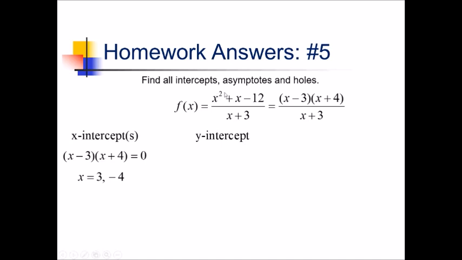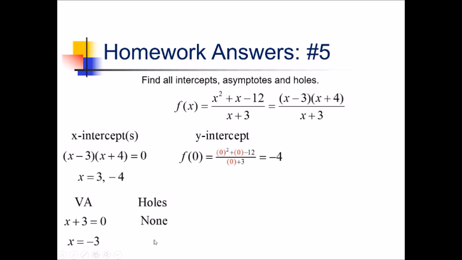So we've got 0 squared plus 0 minus 12 over 0 plus 3. All that's left when I do that is negative 12 over 3, which I can reduce to negative 4. So there's my y-intercept. For vertical asymptotes, I have to zero out the denominator. So we have x plus 3 equals 0, which means that x equals negative 3 is our vertical asymptote. Since nothing got canceled out, there's not going to be any holes.